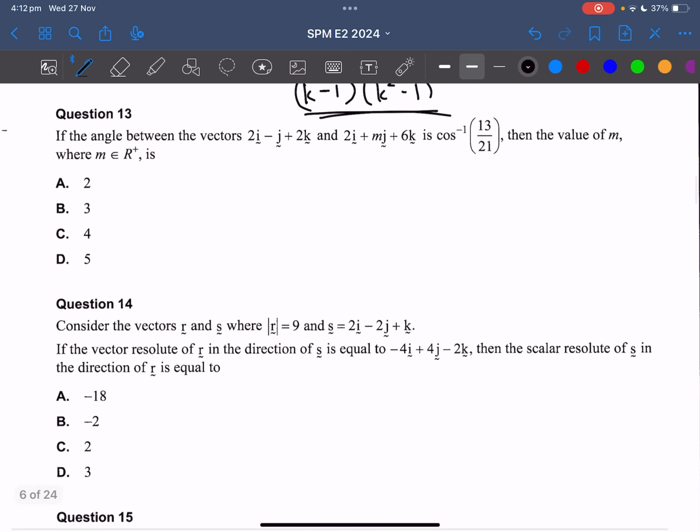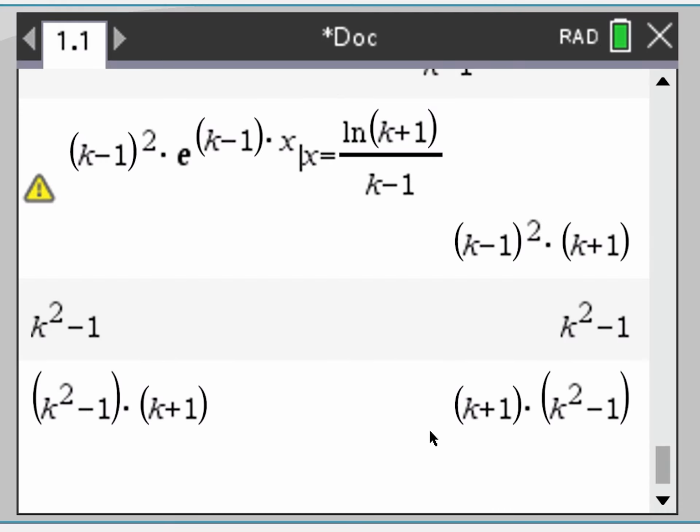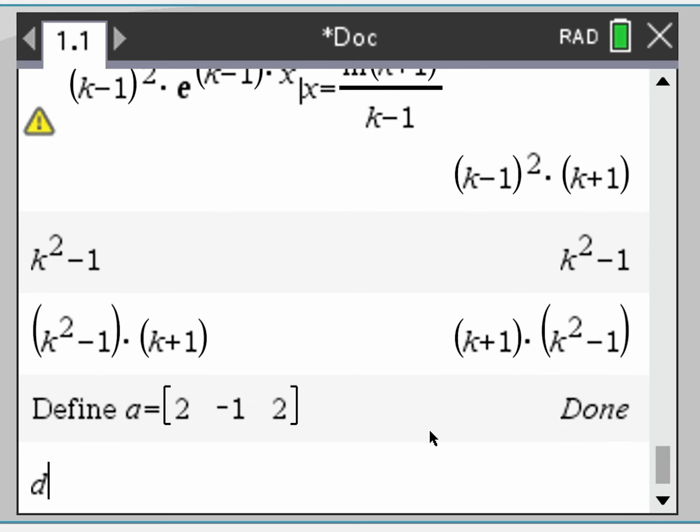So if the angle between the vectors this and this is that, then find the value of m, where m is all positive real numbers. So in that case, let's define our vector. Define A equals 2, minus 1, 2. Then define B equals 2, n, 6. Oh, I didn't put the brackets. 2, n, 6.